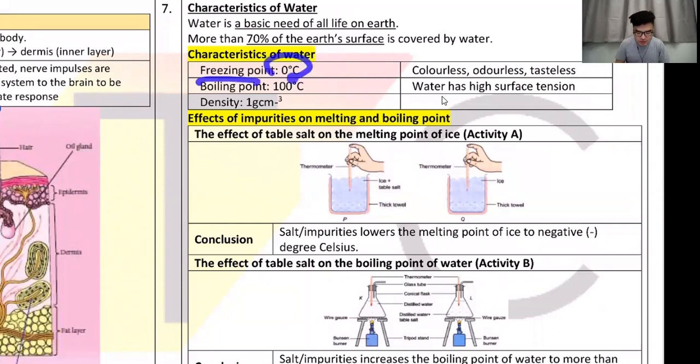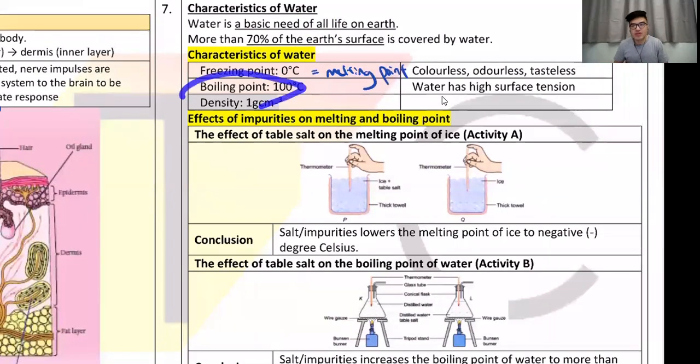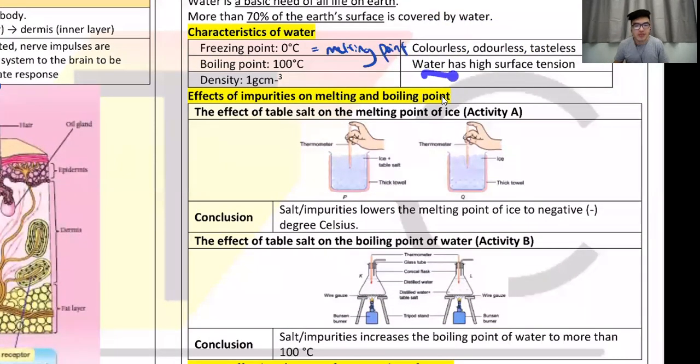Freezing point 0. Okay, and please notice that freezing point is the same as melting point. Okay, takat beku and takat lebur is the same, it's 0. Whereas your boiling point is 100. Okay, your takat didih. I'm talking about pure water here, guys, not salt water or whatever. Okay, density of 1 gram per cm cube. Okay, they are colorless, odorless, and tasteless. Tanpa warna, tanpa bau, tanpa rasa, and of course, it has high surface tension.